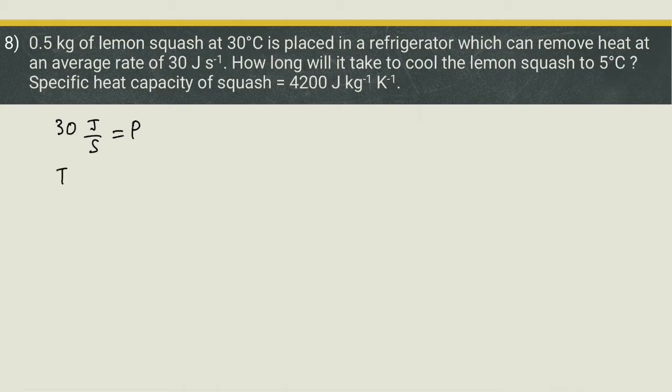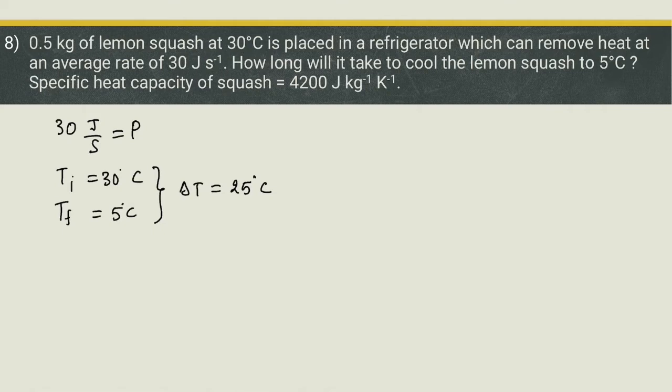Initial temperature of the lemon squash was 30 degrees Celsius. Final temperature is 5 degrees Celsius. So temperature difference is 25. Remember, in calorimetry numericals, we will always consider delta T as positive. Otherwise, someone might think that TF minus TI should it not be minus 25 degrees Celsius? Yes, it is minus 25. But when we substitute the value of delta T in the numericals of calorimetry, make sure that you take delta T always positive. Alright, let's move ahead.